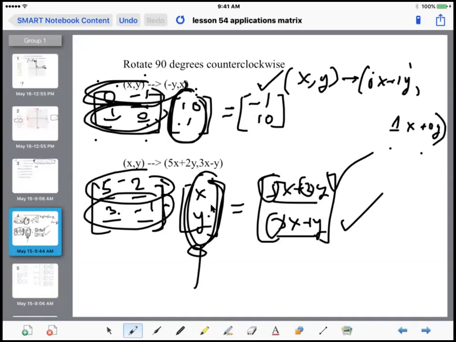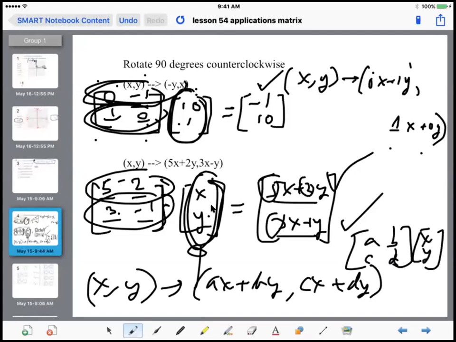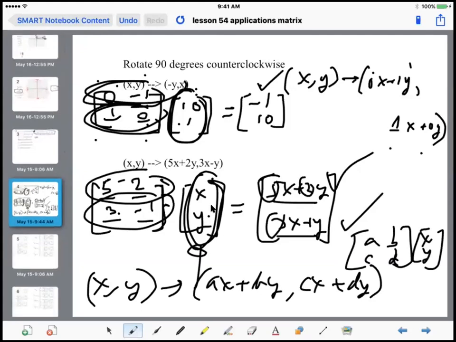So you could just take any transformation that's like this. If you can write the transformation in the form ax plus by, comma, cx plus dy, then it can be modeled with the matrix A, B, C, D, and you can put the x, y point on the right, and it will turn into that transformation. So we'll keep that in mind.